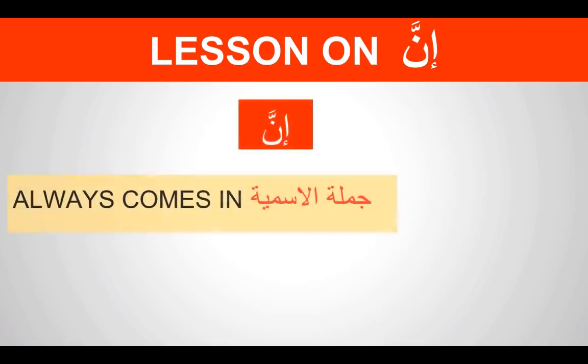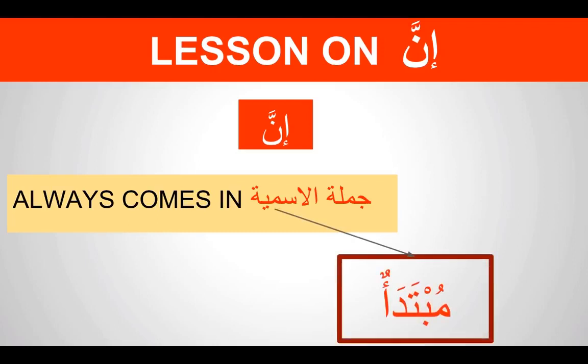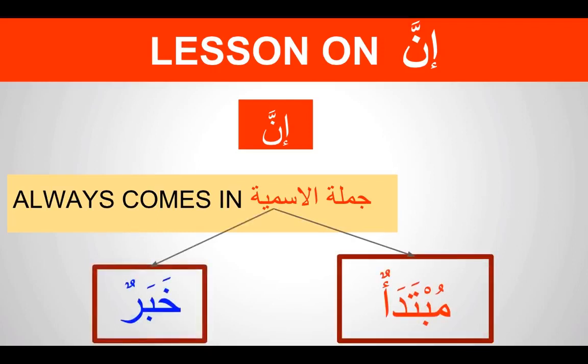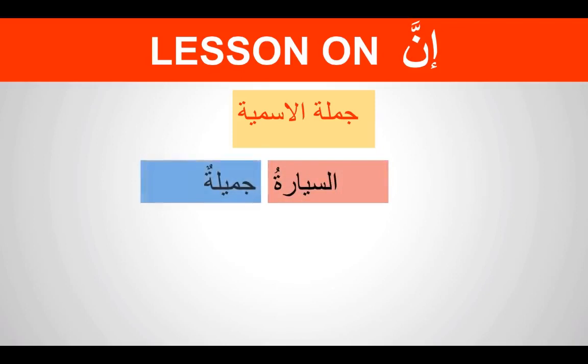So inna always comes and attaches to a jumlatul ismiya. We know there are two types of jumla, jumlatul fa'liya and jumlatul ismiya, and inna will always come in jumlatul ismiya. We know that in jumlatul ismiya we have mubtada and khabar. Let me give an example of jumlatul ismiya. For example, as-sayyaratu jamilatun.